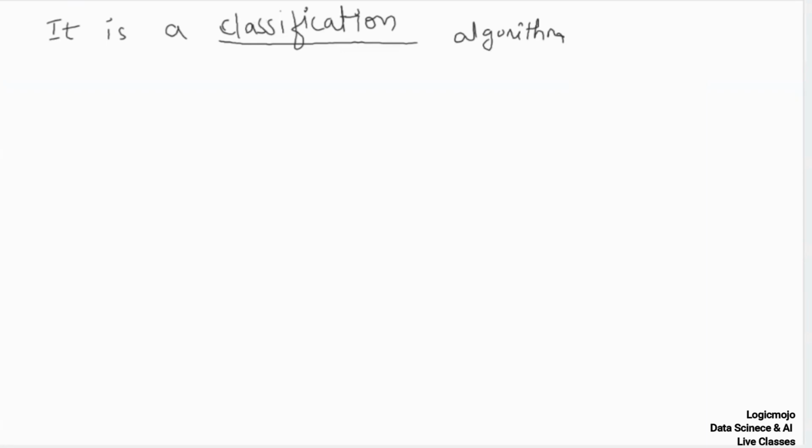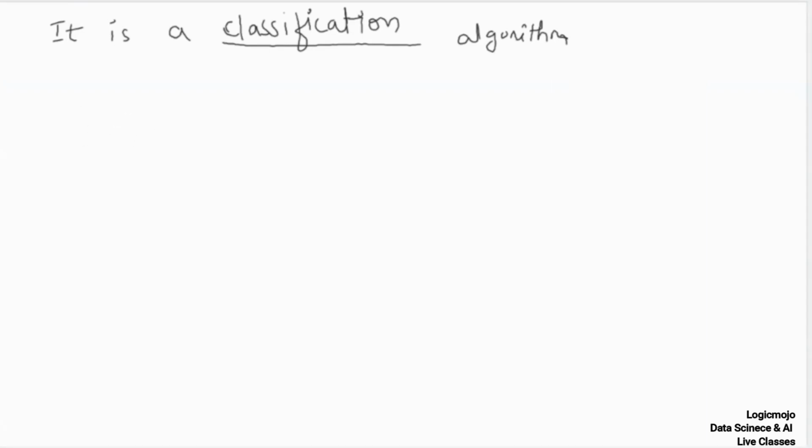So even though it contains regression in the name, the reason is that it is just one step ahead of linear regression. So it's a classification version of linear regression. Now the use case of this, when to use logistic regression.